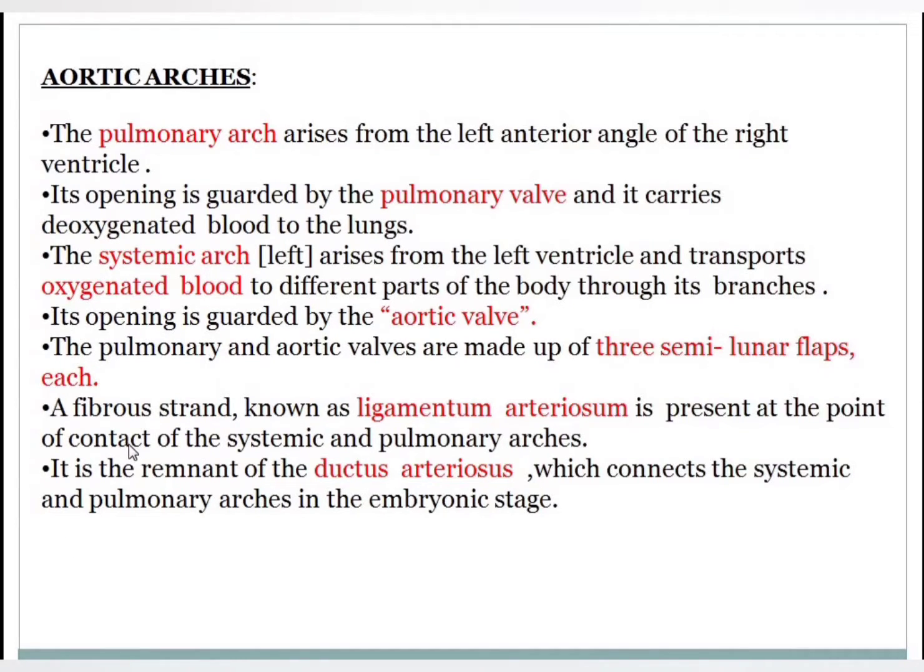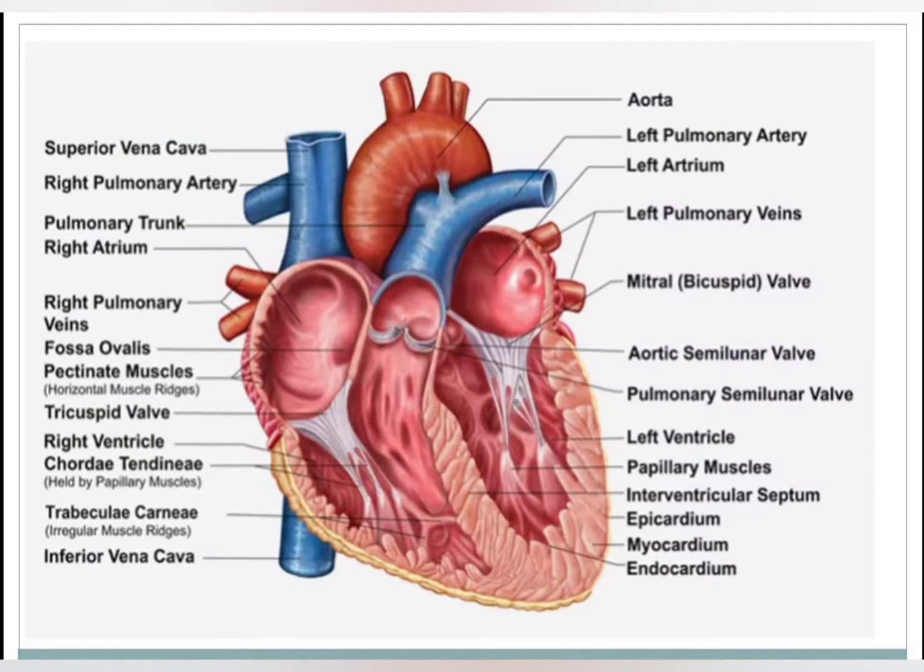Okay, here a fibrous strand is there, known as the ligamentum arteriosum, present at the point of contact of the systemic and pulmonary arch. So this is the ligamentum arteriosum, present at the point of contact between the systemic and pulmonary arch. In the embryonic stage, the ductus arteriosus was connected to the systemic and pulmonary arch, but after that it became the ligamentum arteriosum, which is a fibrous strand. So this is about the aortic arches. Okay, there are two, the pulmonary and systemic arch.